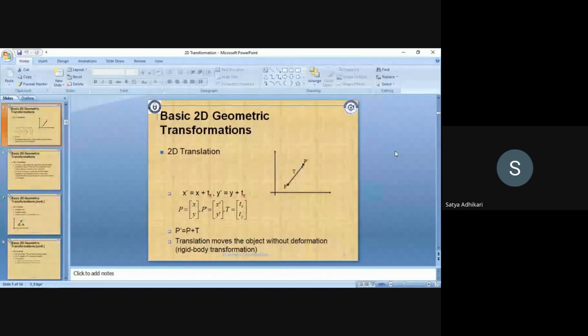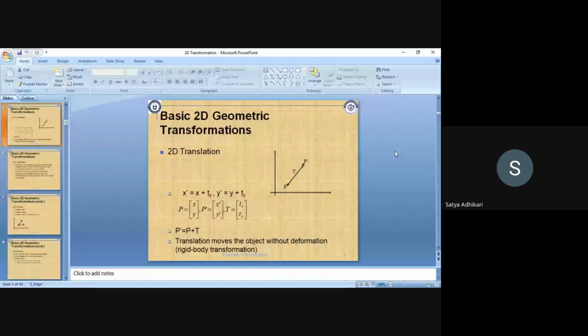Similarly, we can also translate a line. Please recall that a line has two endpoints. So we have to translate each point separately. Suppose P is one endpoint, Q is another endpoint. We have to translate P first and then Q, giving P dash and Q dash. So join P dash Q dash. It becomes the new line, in the new position. So now we are able to change the position of a line.